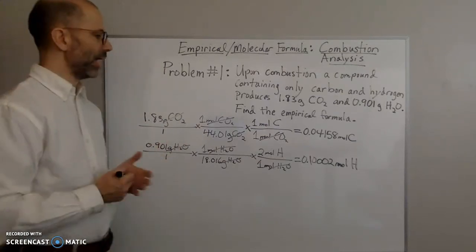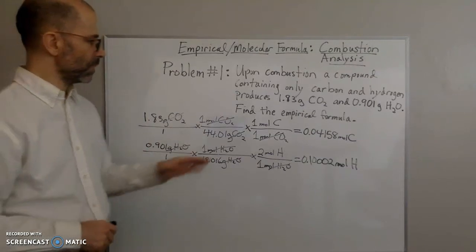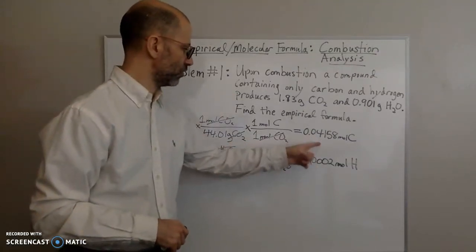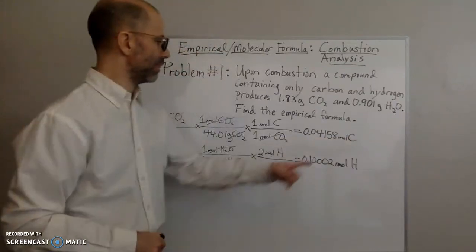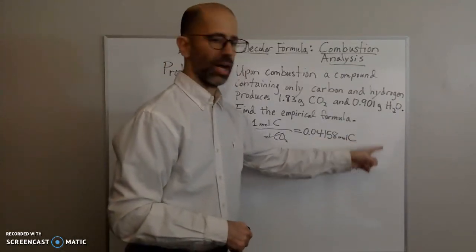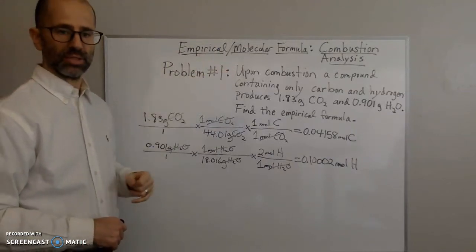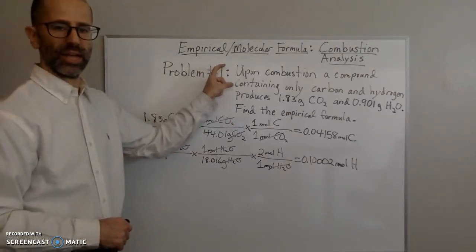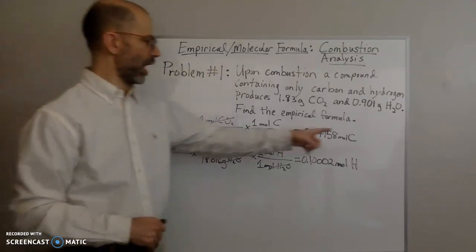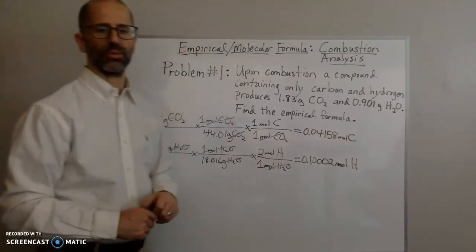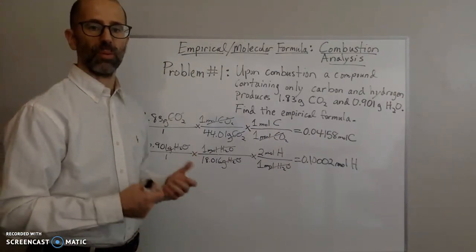Now, if I needed to find oxygen, what I would need to do is convert these to grams. So I would have to convert to grams using the molar mass. And then I would subtract those grams from a given amount of my substance. They would have to give me the original amount of substance that was burned. And then I would subtract the grams of carbon and the grams of hydrogen from that to get my grams of oxygen that's left over from the sample.